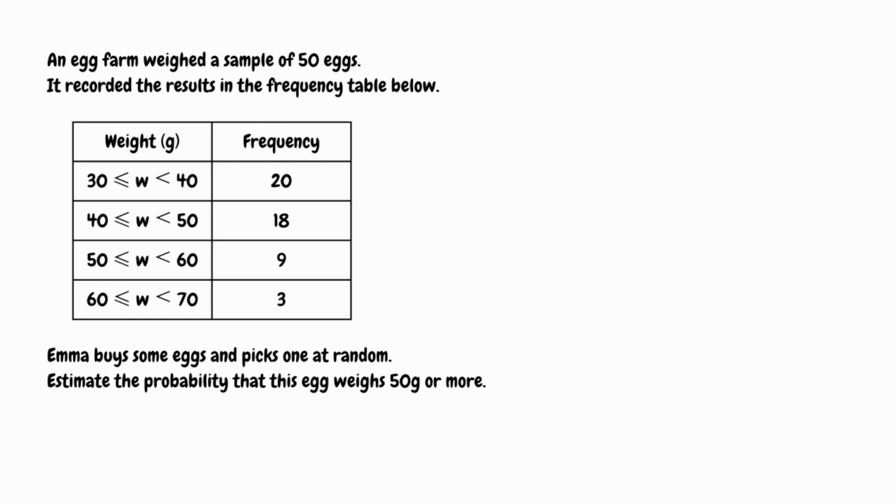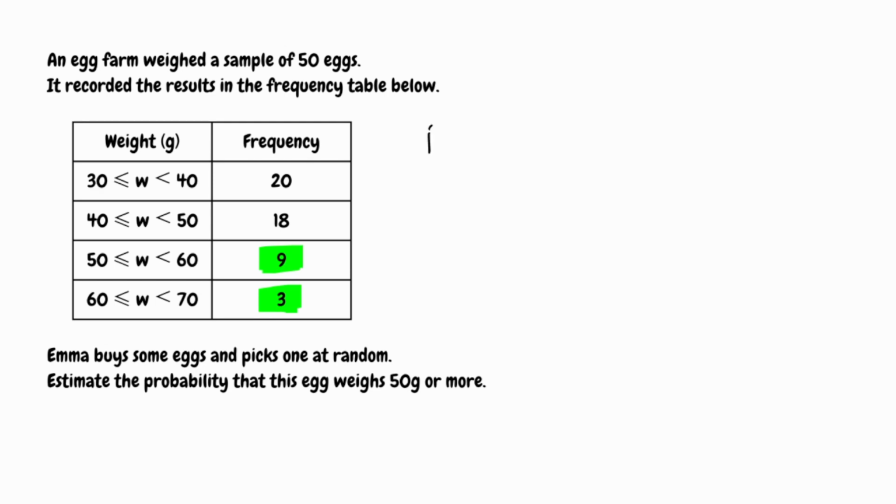So we can see in the first interval, these eggs weighed from 30 grams all the way up to, but not including 40 grams. So we're not going to include those eggs. The next interval were from 40 grams all the way up to, but not including 50. So we're not going to include that interval. From the third interval, these included all the eggs that weighed 50 grams all the way up to, but not including, 60 grams. So we're going to include this interval, so we're going to include these 9 eggs. And then the final interval were eggs weighing from 60 grams all the way up to, but not including, 70 grams. So we're going to include these 3 eggs here as well.